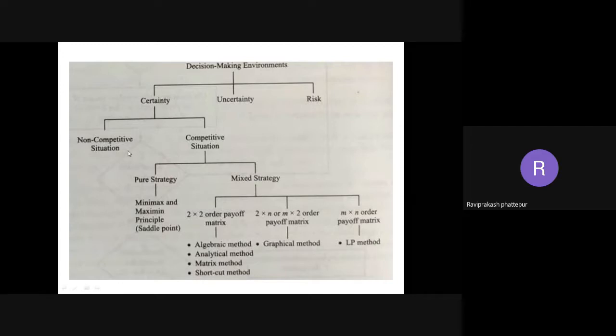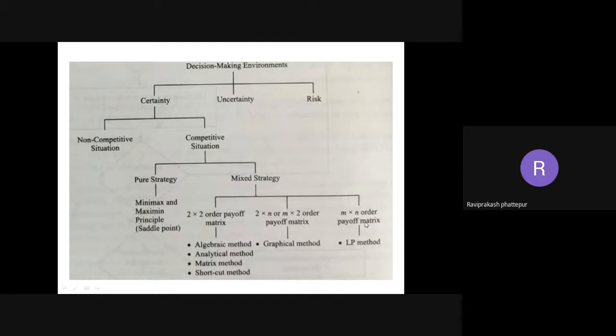That is two things. Is there a competitive situation? Are there any competitors, or are there no competitors? So we are coming to the competitive situation. There are. We have seen pure strategy and mixed strategy. If it is pure strategy, using the minimax and maximin principle, directly the saddle point, we are finishing it off. For mixed strategy, there is the 2 into 2 order payoff matrix, the 2 into n or m into 2 order payoff matrix, and the m into n order payoff matrix.